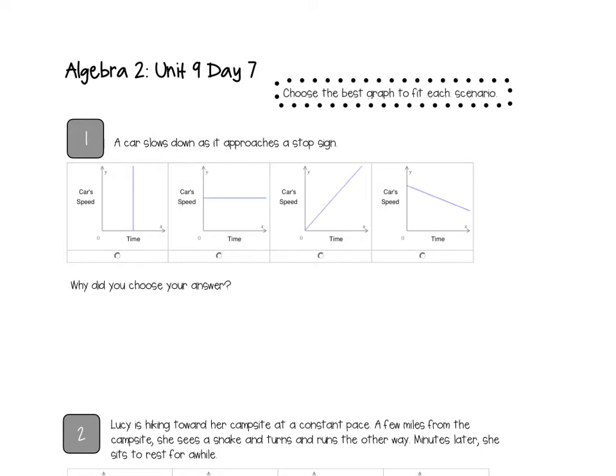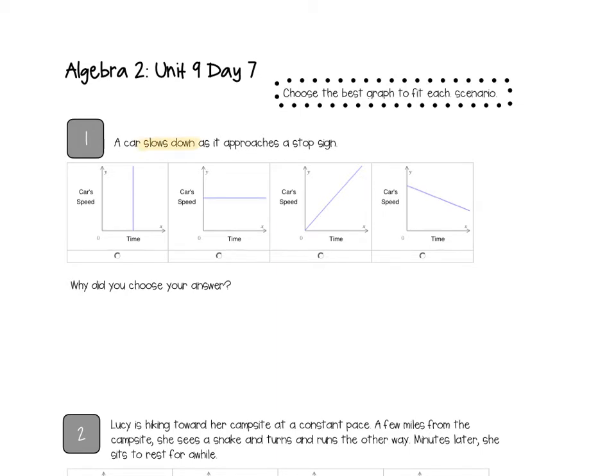So in these topics, you're going to have two versions, a basic version in ALEKS and an advanced version, where you're going to have to just choose the best graph to fit the scenario. So in the basic version, it's going to give you something as simple as the first example, which says a car slows down as it approaches a stop sign. So when you're looking at the graph, you want to find the one that matches this statement.